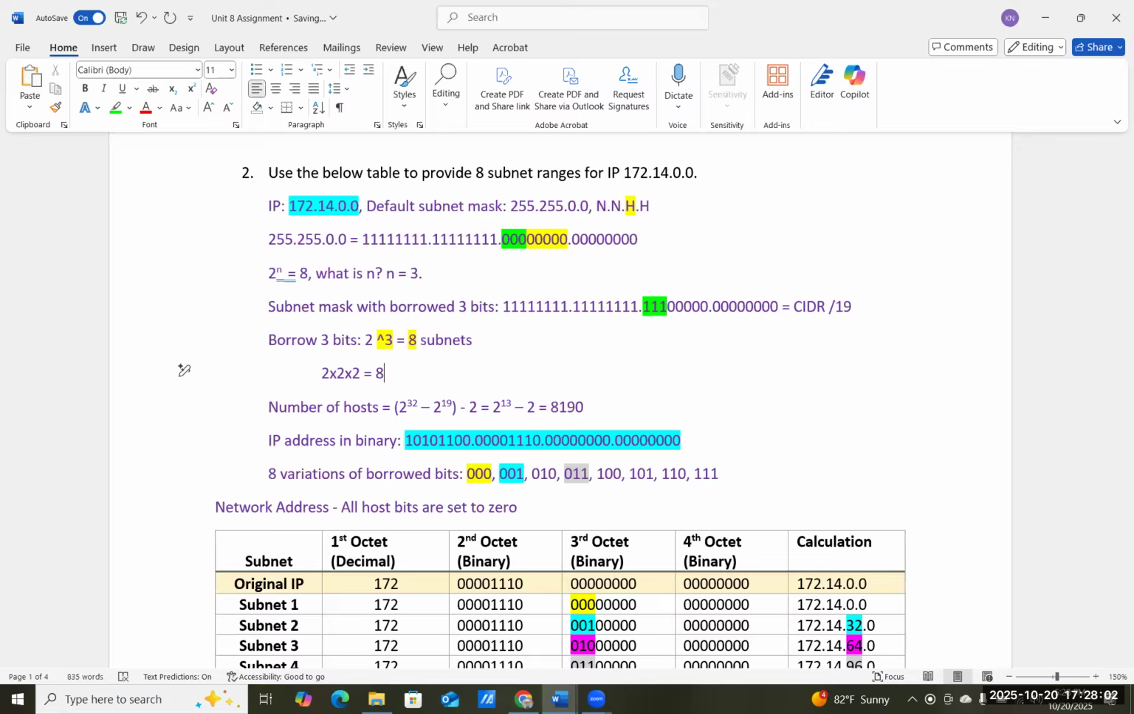No, it's not given. What's in black is what's asked. So if they tell you they need 12 subnets, then what's your n? What's 2 to the power of n is equal to 12 or larger? What is n?